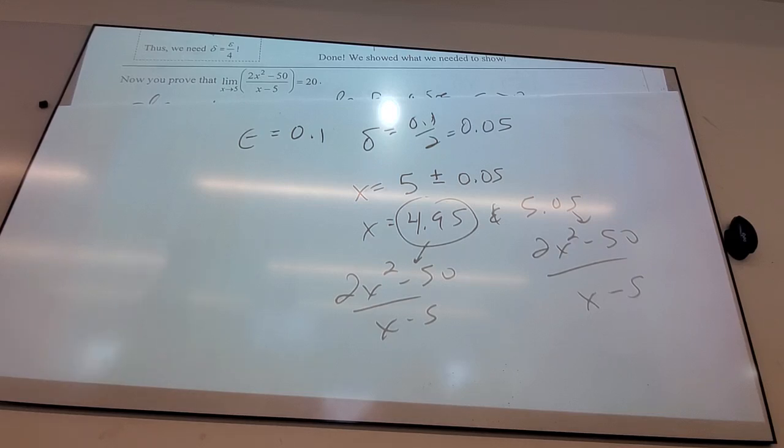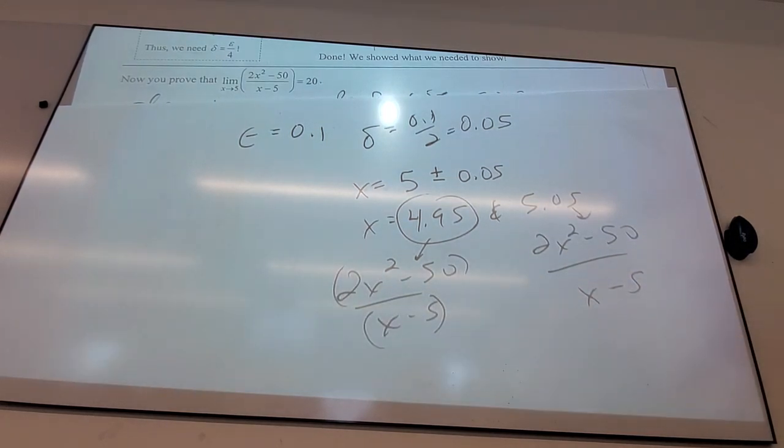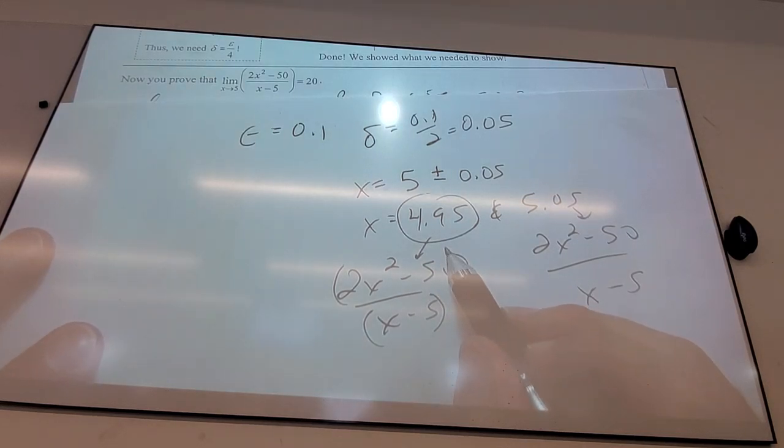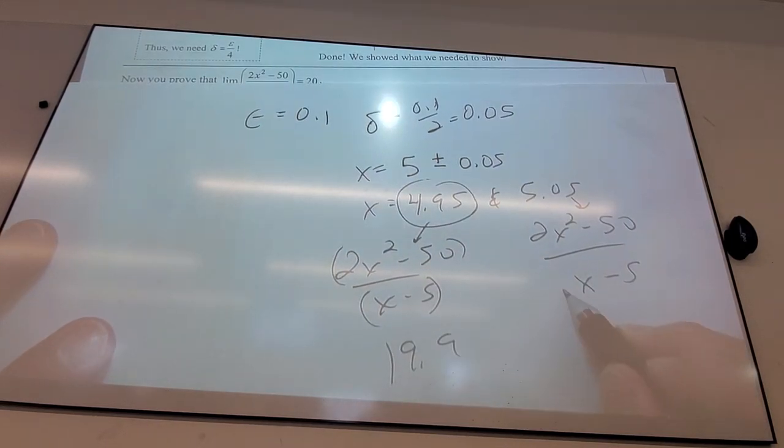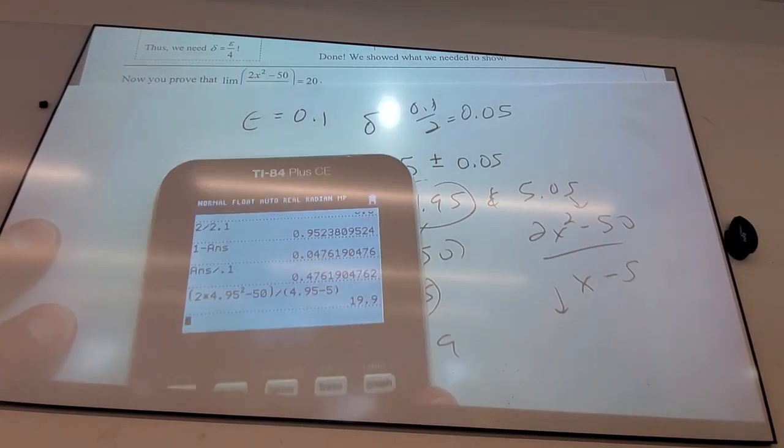Be really careful when you plug it in your calculator, because it doesn't have eyeballs, right? So you got to tell it this is the top, this is the bottom. So is anybody doing 4.95? I got 19.9. Yeah, 19.9. And for 5.05, 20.1.